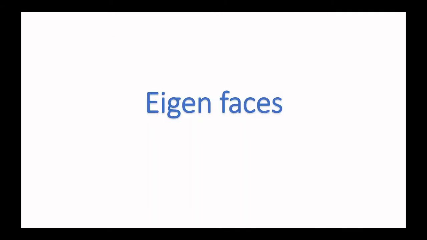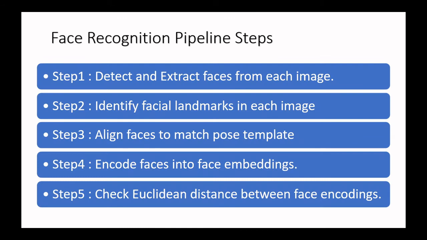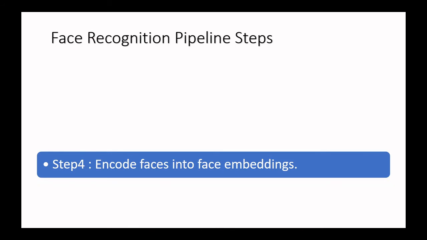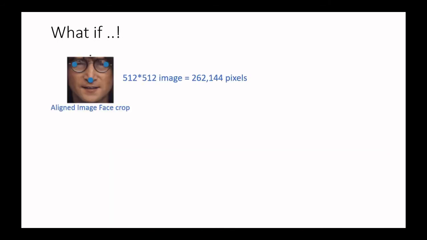Let us now dig deep into face recognition with Eigenfaces. As we have seen in the face recognition pipeline, an aligned image is encoded at step 4. But what if we just take an image as a big vector of numbers and then store it in a database or feed it to a classifier?